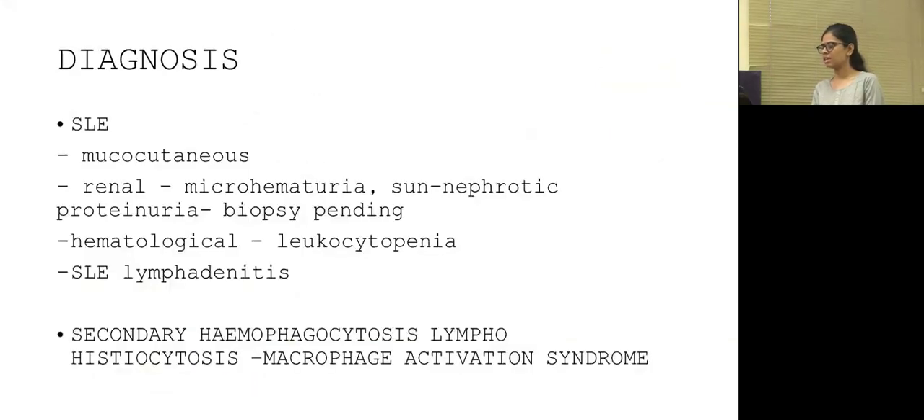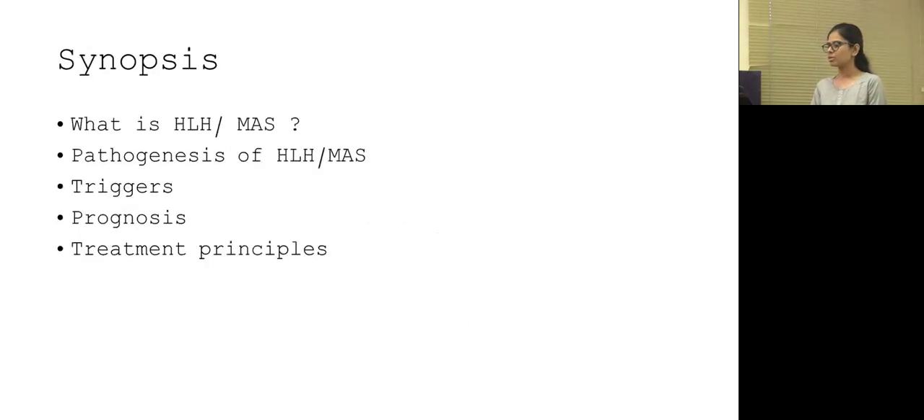So the diagnosis at the end of evaluation, we concluded, was SLE involving the mucocutaneous system, renal because of microhematuria, subnephrotic proteinuria, hematological because of leukocytopenia, and SLE lymphadenitis with a secondary hemophagocytic lymphohistiocytosis due to macrophage activation syndrome. So I would like to discuss HLH and MAS in this presentation.